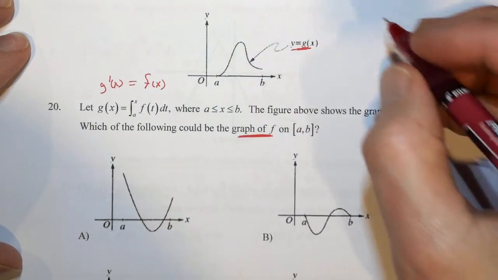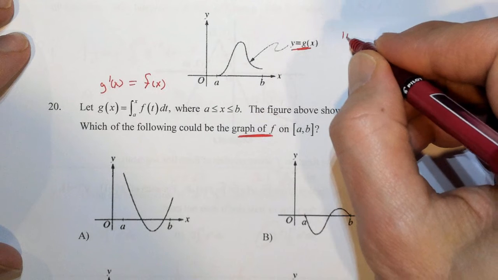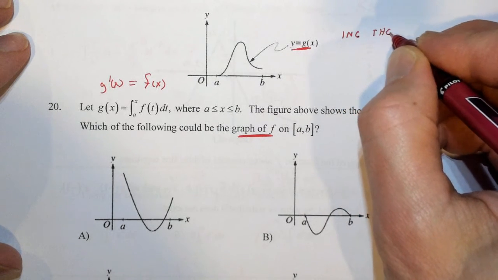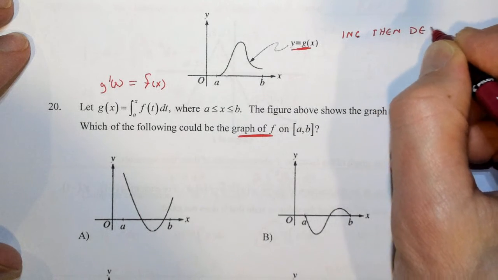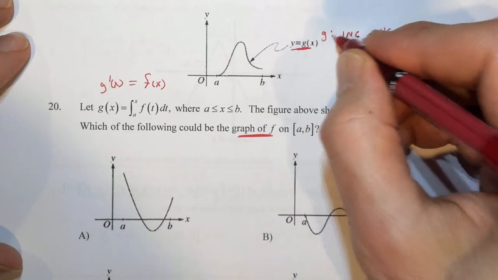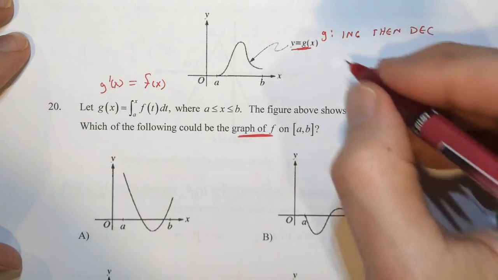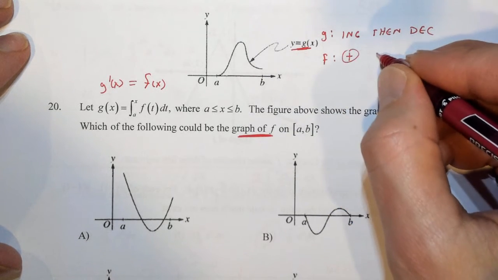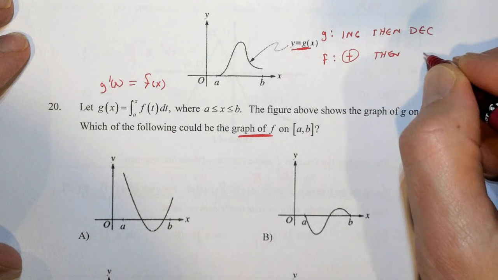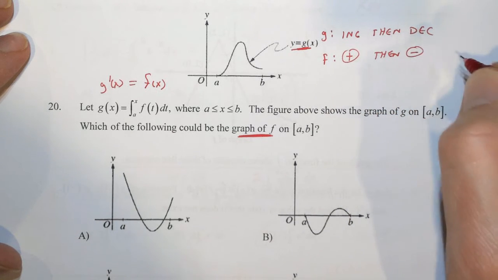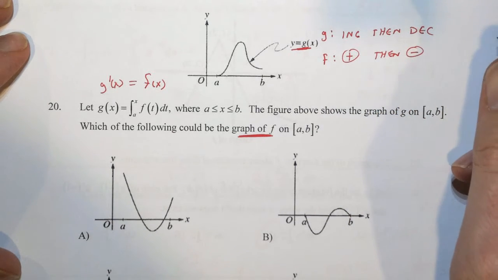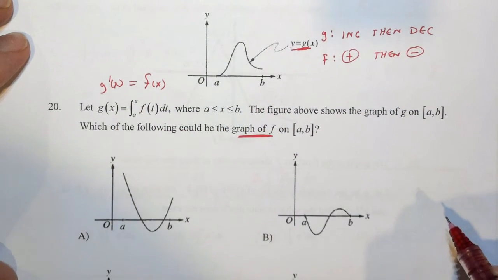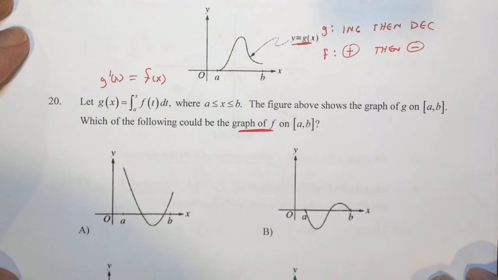So what's going on with g? Well, g is increasing and then decreasing. Right? That's what's going on with g. Which means that f should be positive and then negative. All right? Because f is the derivative of g. So we need a graph which is positive and then negative.